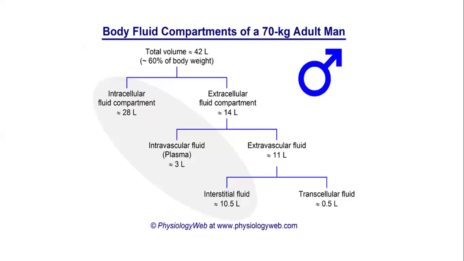So if you look at a fluid compartment of a 70 kg adult man, 60% of his body weight is water. That accounts for 42 liters. Of that, 28 liters is inside the cell, while 14 liters is extracellular. Then 1/4 of it is intravascular, which is in plasma, 3 liters, and the rest is in the extravascular fluid, could be interstitial fluid or transcellular fluid.